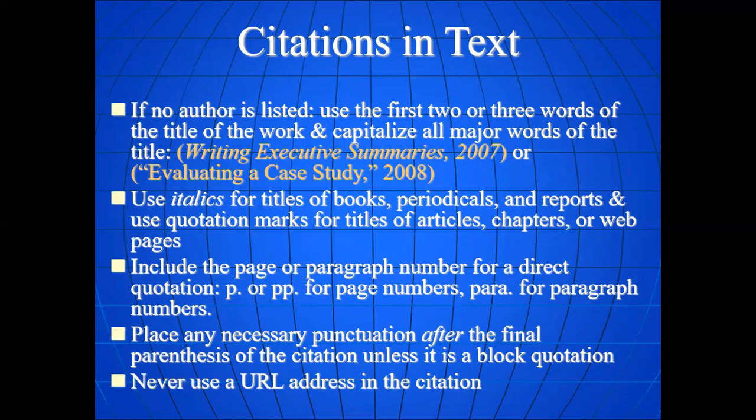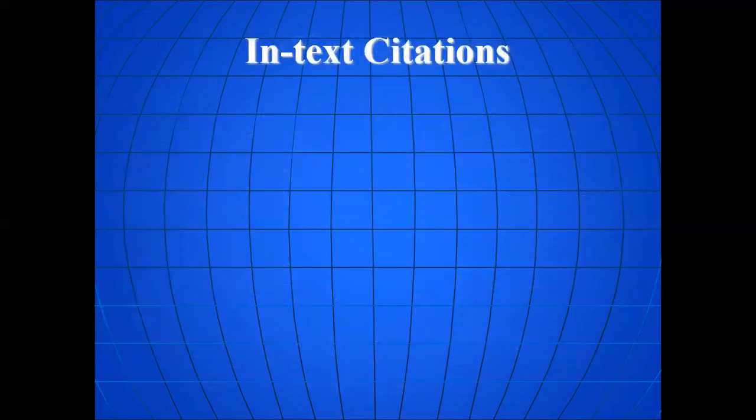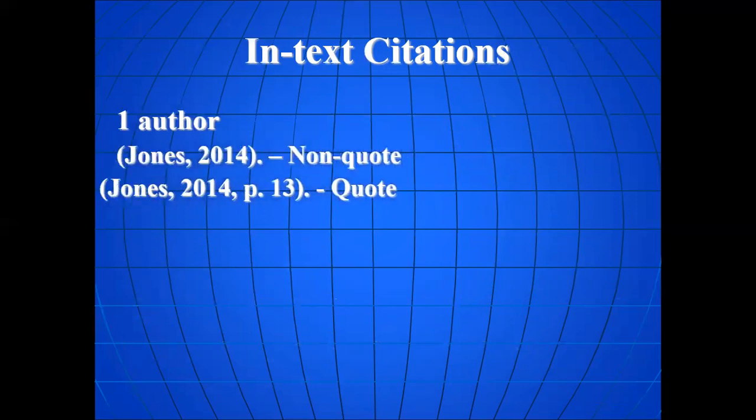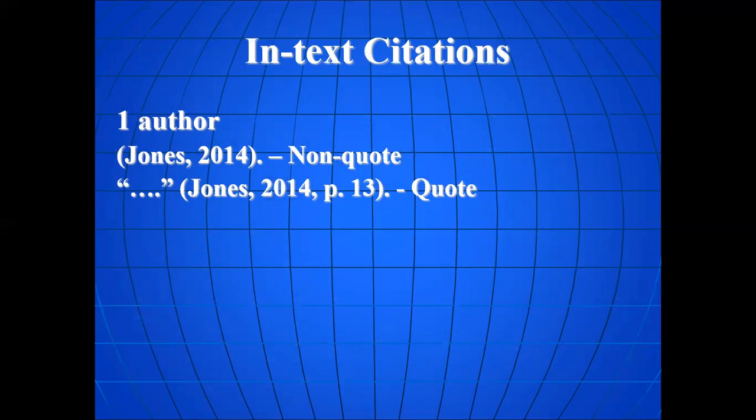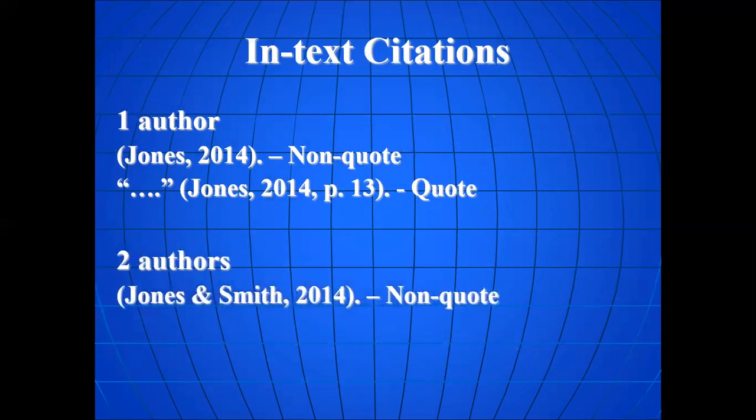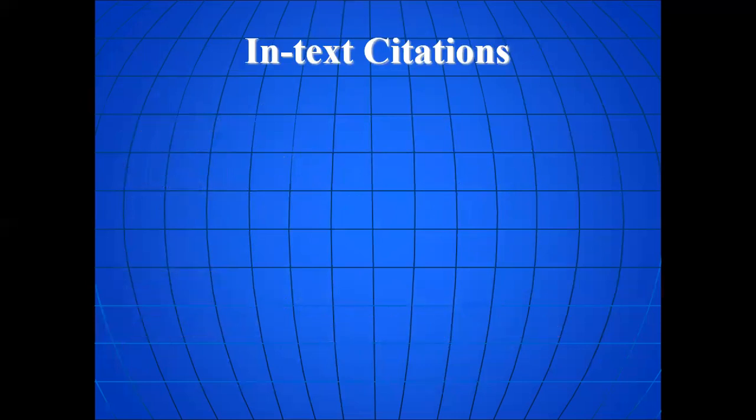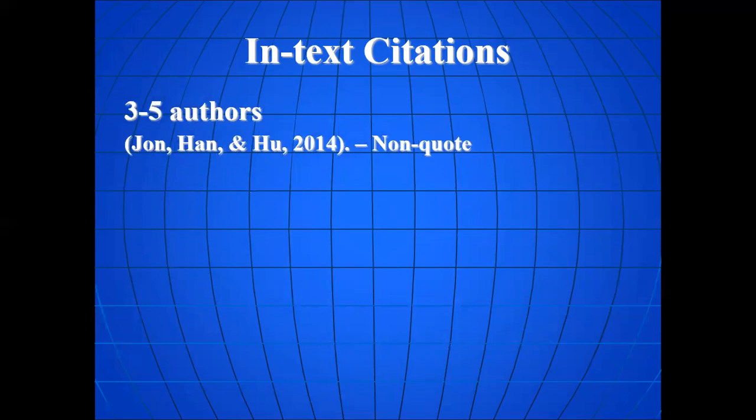Here are some other variations, and again, look in your parent text because it gives all these examples. So you treat an in-text citation differently if you are directly quoting, lifting a quote from the text, or if you're paraphrasing. Then you have a different format depending on the number of authors. And this is what it looks like if you have 3 authors.